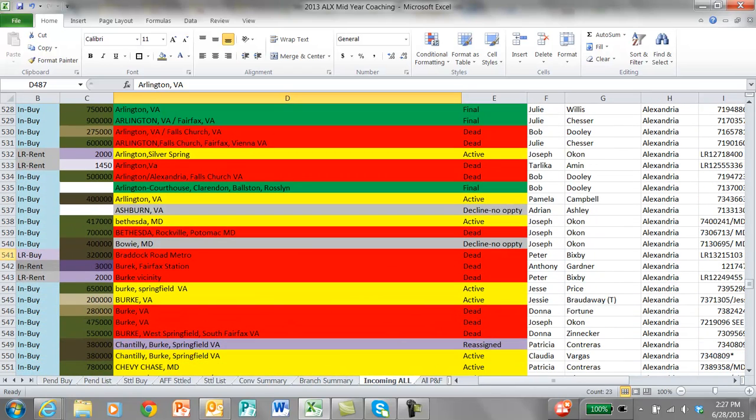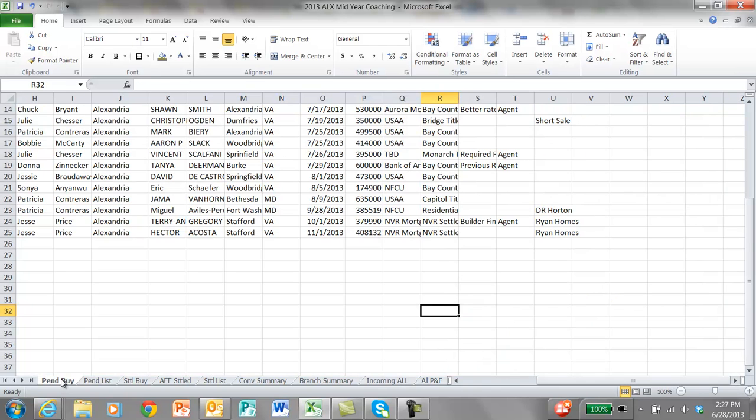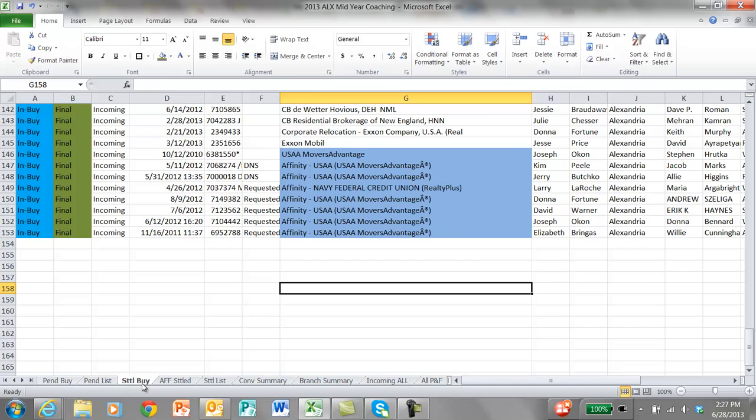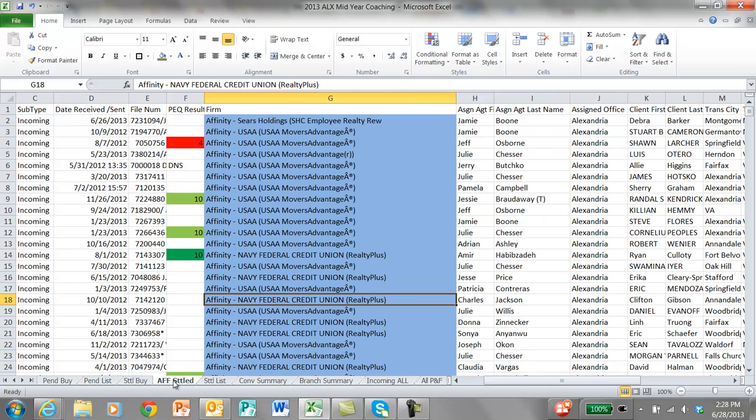Obviously, you can see that this information comes in from Cardis. It's not always perfect, but it will tell you a nice little story, and it's something that you can analyze as you're going through your coaching. Then every pending buyer, if you want to look at it that way, every pending list, every settled buyer is here, every settled list, all the affinity business is here if you want to look at just affinity.